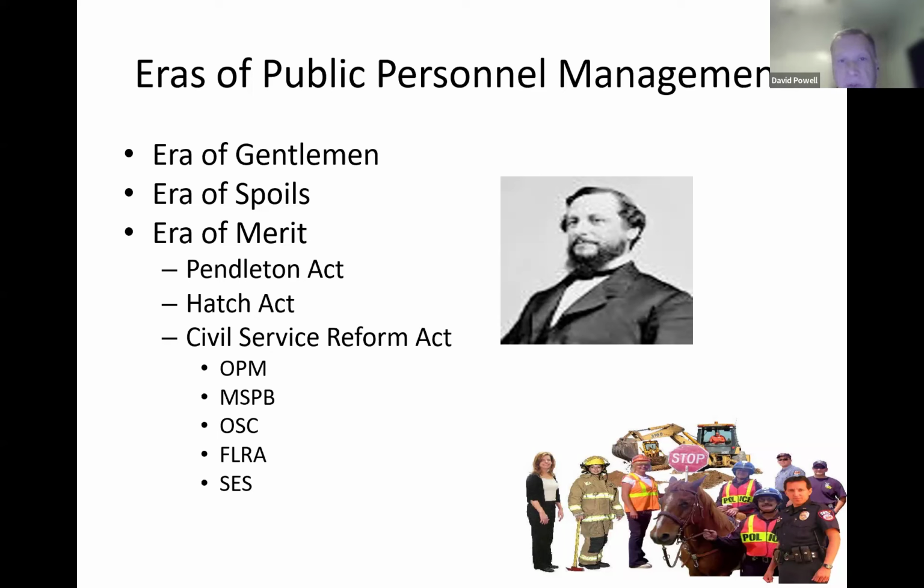Also in that discussion of the era of merit, we talked about this major overhaul of civil service that happened in 1978, the Civil Service Reform Act. And when we talked about the Civil Service Reform Act, we talked about 5 different organizations that came out of that Civil Service Reform Act. One of those, the OSC, the Office of Special Counsel, is still very much in the headlines today.